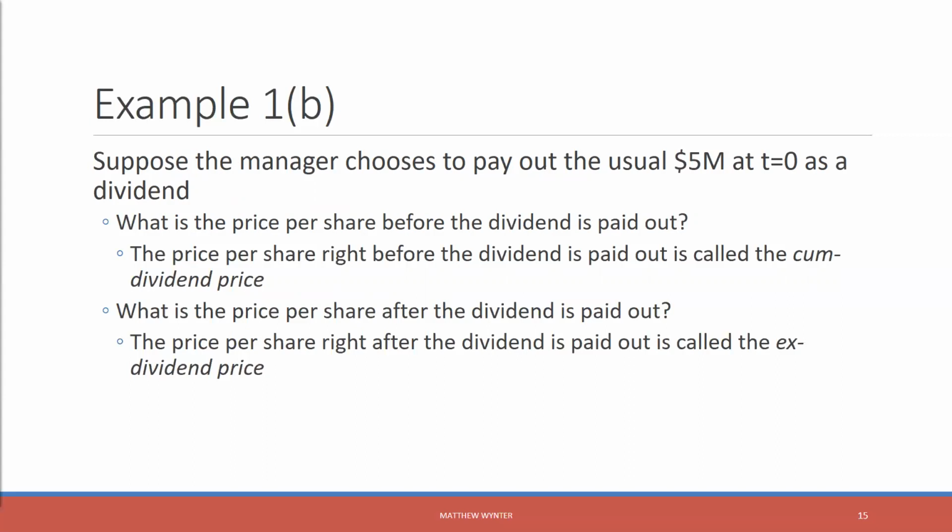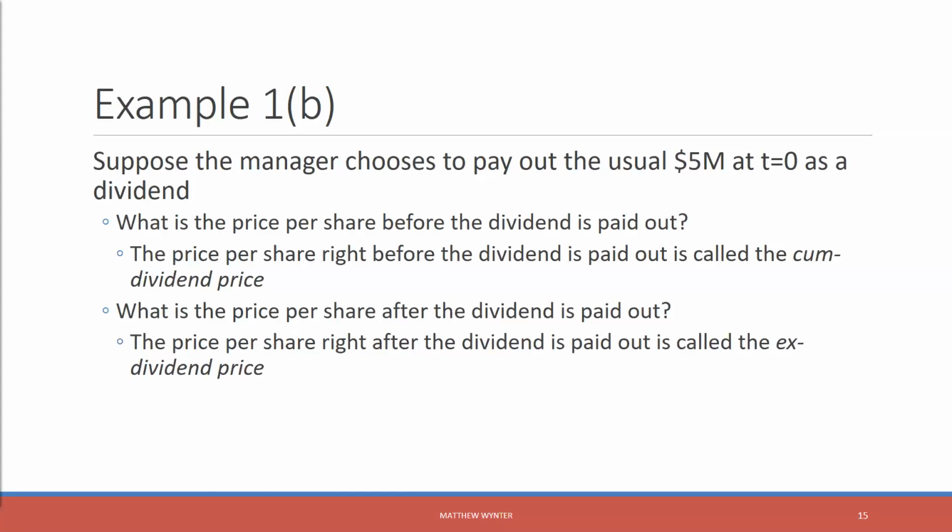Now we also know that there are 1 million shares outstanding. So what is the price per share before the dividend is paid out? We've got our 55 million and we've got 1 million shares. So the value is going to be $55 per share. The price per share right before the dividend is paid out is called the cum dividend price. So this is the price before the dividend. What is the price per share after the dividend is paid out? This is what we'll call the ex-dividend price.